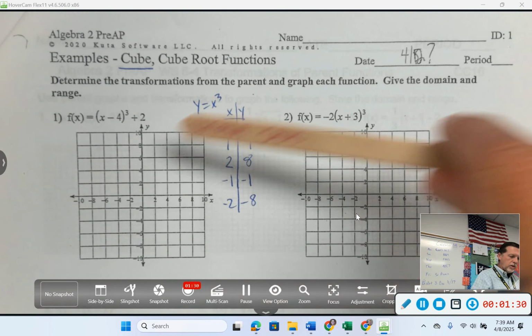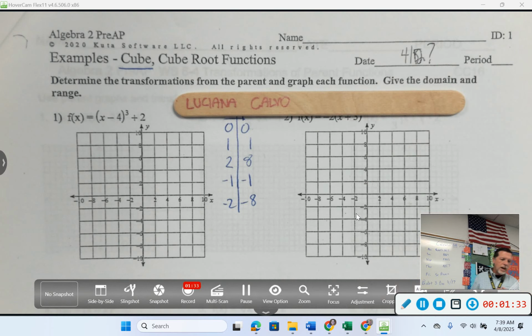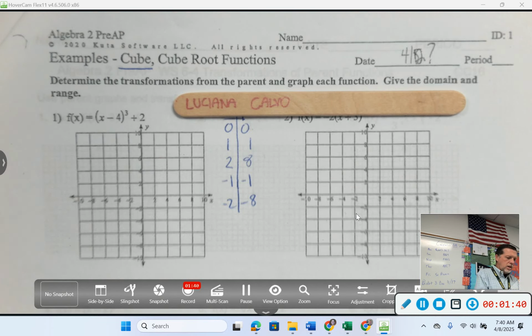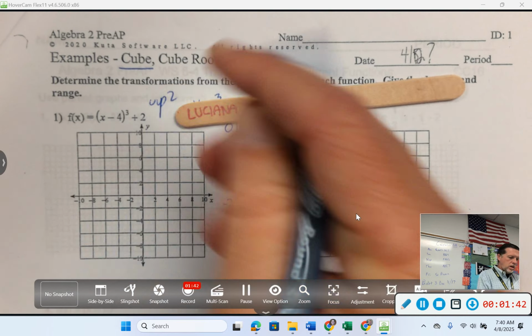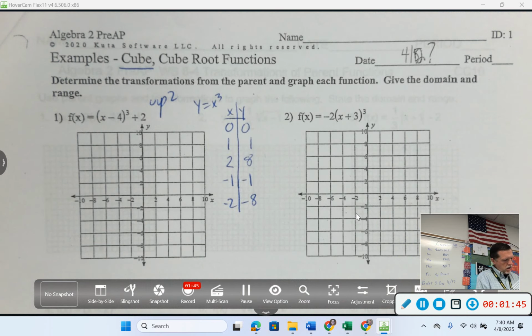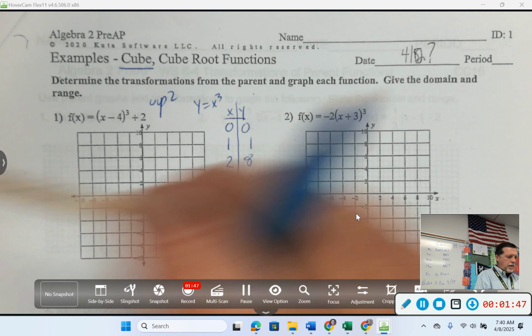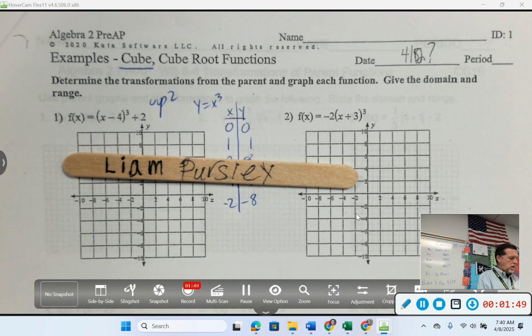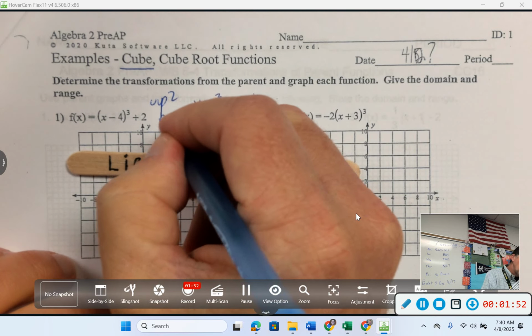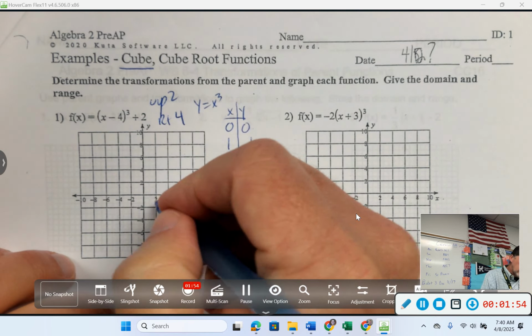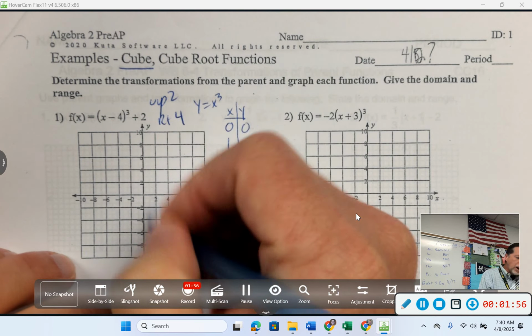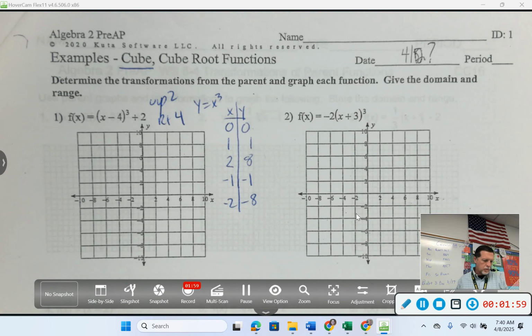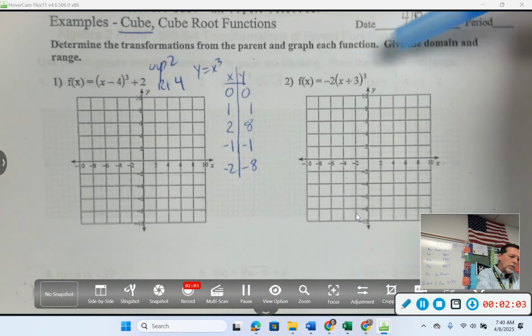I can find someone who's here. So Luciana, tell me one of the things that has happened to number 1? Up 2. Up 2. Yep. Liam, what else has happened? Up 2, right 4. So let's go right 4 and up 2. Be careful with the scale. Some of these are scaled by 2, some are scaled by 1, so always be careful here.